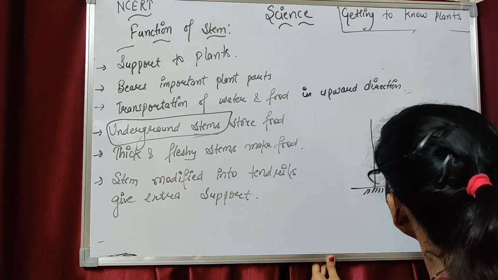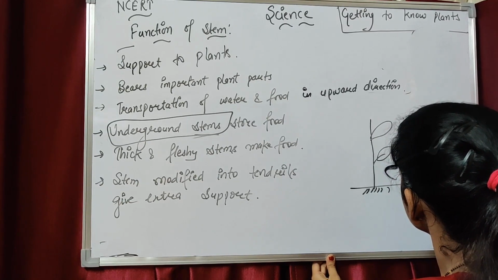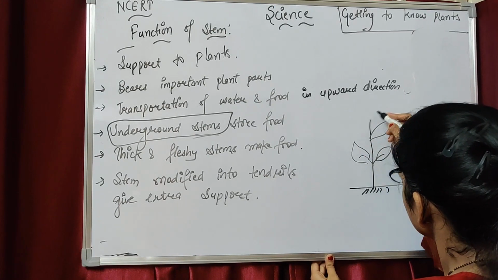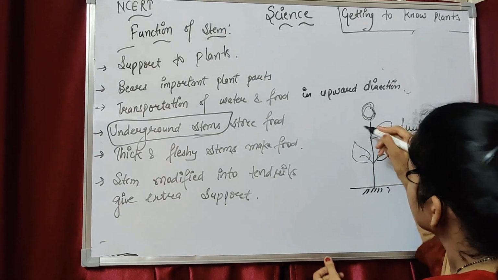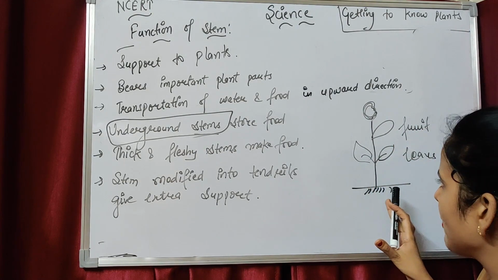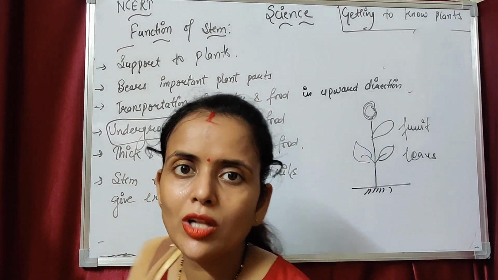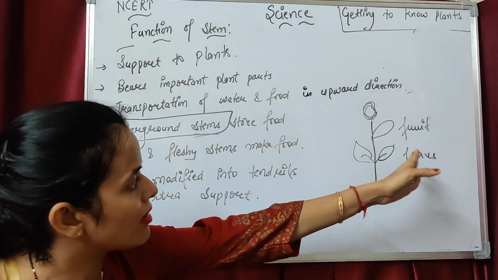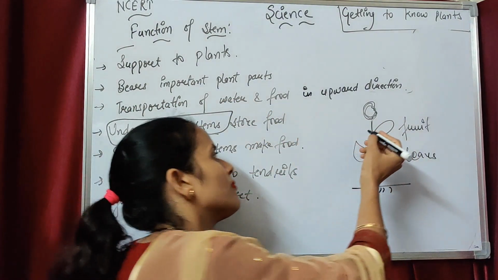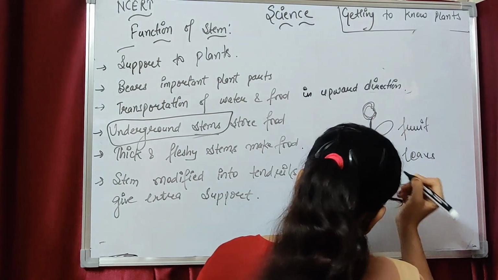It will have leaves, fruit, leaves, and the flower also. So first function of stem is it will bear all important parts of a plant on itself. That means stem will bear all the important parts like fruit, flower, leaves, all things are present on the stem.